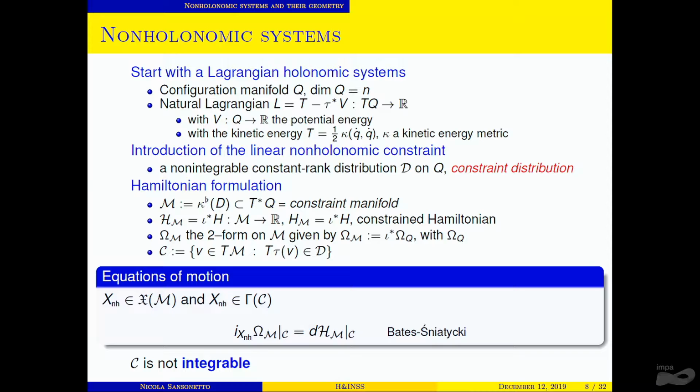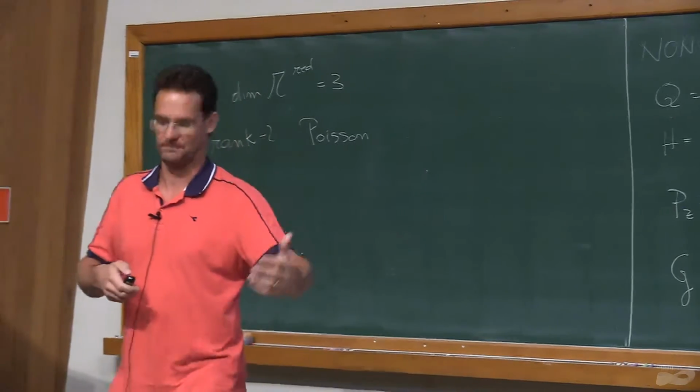With this object, based on Bates and Sniatycki, we are able to prove that a kind of Hamilton equation holds for the dynamics. So the dynamics is tangent to M, is also a section of this distribution C, and they fulfill this type of equation where everything is evaluated on the section of the distribution. So it's a type of Hamilton equation. They also prove an interesting fact: C is integrable if and only if the system is holonomic. So this is really a measure of the non-holonomicity of the system.